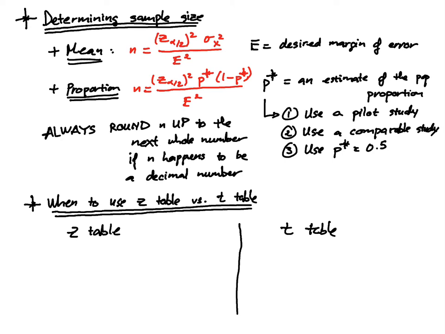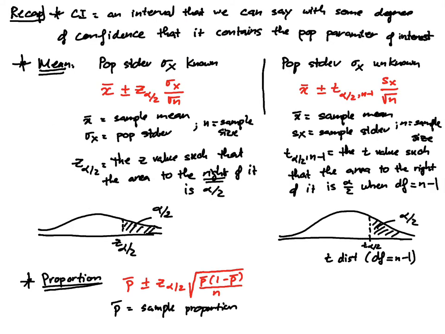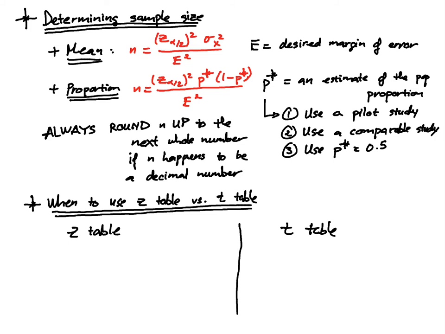So let's go back to our formula. When we construct a confidence interval for the mean, and we know the population standard deviation sigma, then the formula tells us to use the z value. So that is one case. Let's put it there.